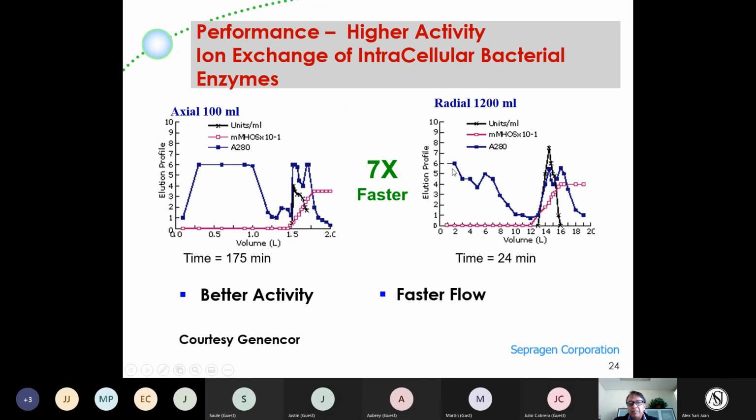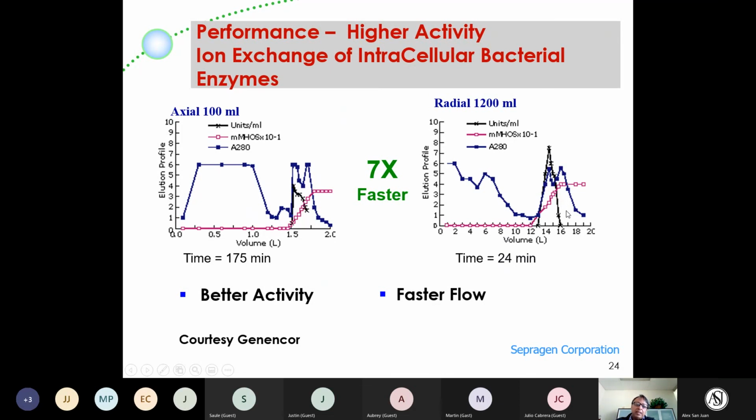Now, when they scaled up about 12-fold to the pilot plant, so it's again a different batch, with a radial column, about 10x or 12x scale up, they were able to do that separation. So a much bigger batch, of course. They were able to do the whole separation in 24 minutes. And again, they ran the gradient. But what was very interesting was that the activity had more than doubled.